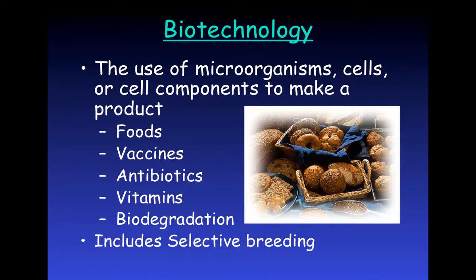So what are some of these products that we can make? Well, we can make things like foods, vaccines, antibiotics, vitamins, and even things that undergo biodegradation. Biotechnology does include things like selective breeding. So when we pure breed dogs or even cats or other animals, that is a form of biotechnology.